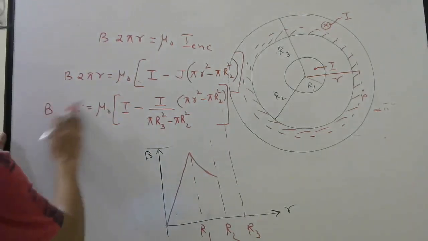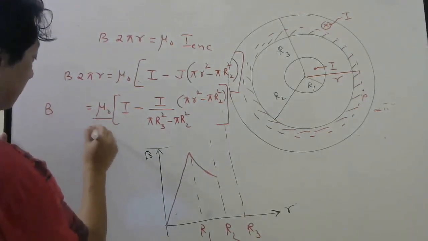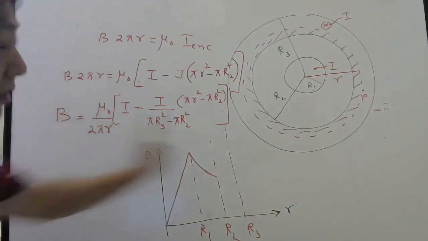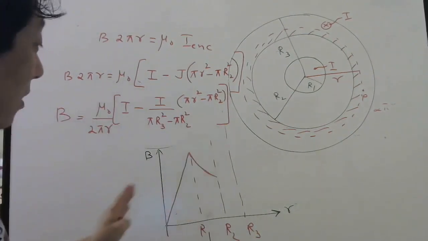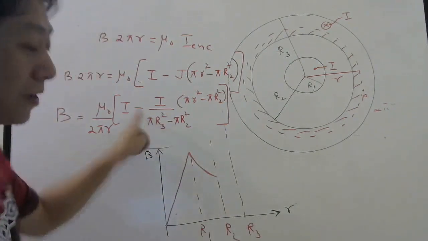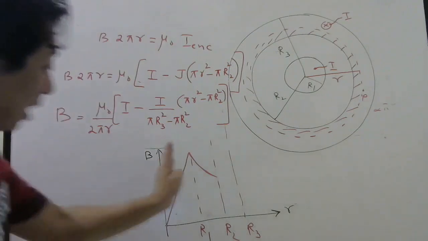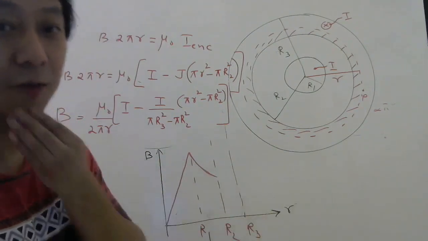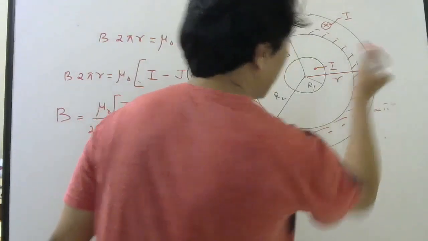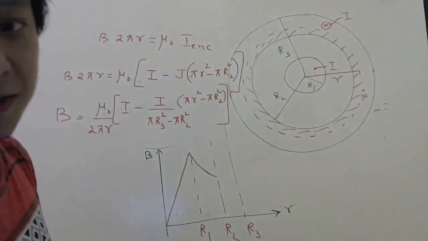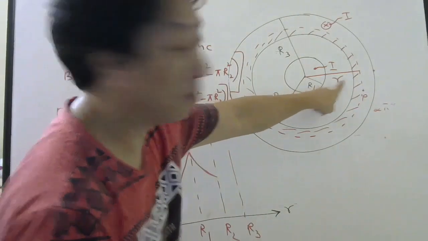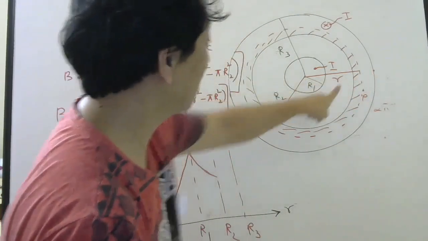Then you can bring the 2 pi r to this side. The formula looks very complicated, but one thing is clear: it will decrease because of the minus sign here, so it will further decrease. But how it will decrease and where it will go, that we have to check. Do one thing: check what the magnetic field is when you reach there. When you reach here, small r will become R3.